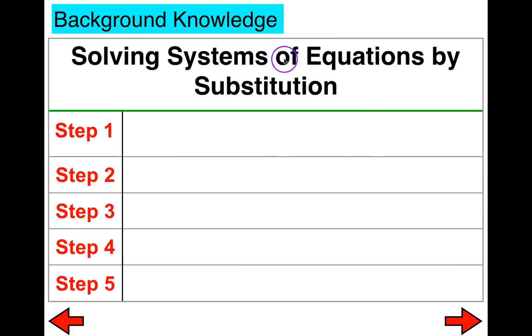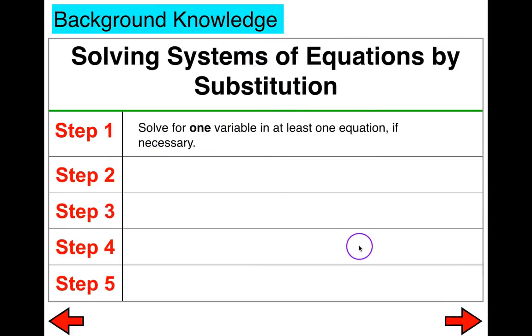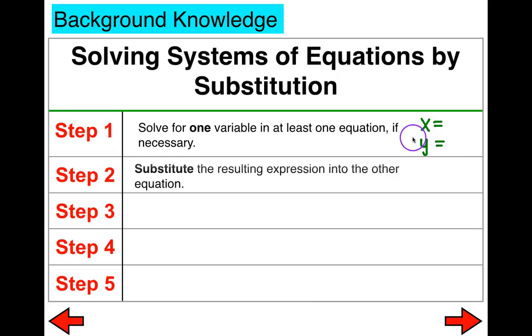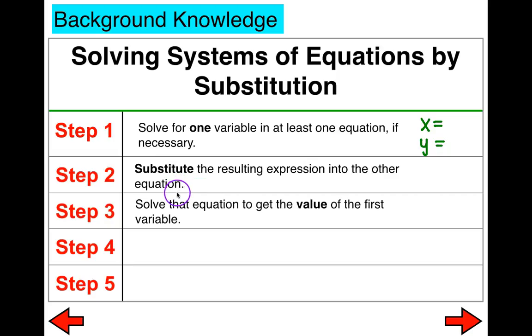When solving systems of equations by substitution, step number 1, you want to make sure to have one variable that is already solved for. So in other words, you're looking for something along the lines of x equals an expression or y equals an expression. Step number 2, you're going to substitute that resulting expression into the other equation. Step number 3, we're going to solve that equation to get the value of the first variable.